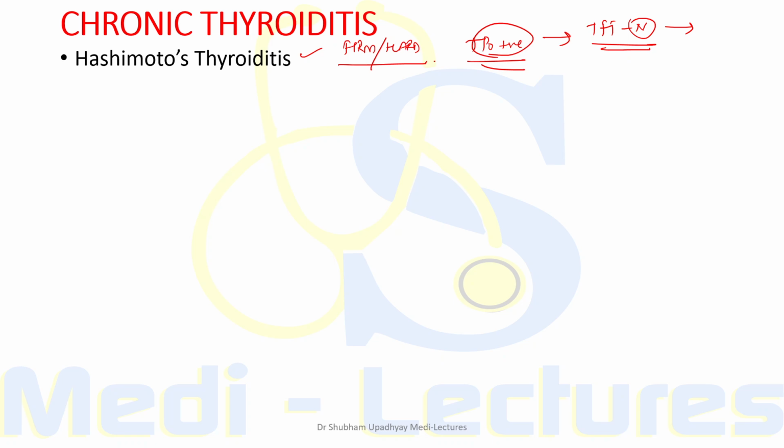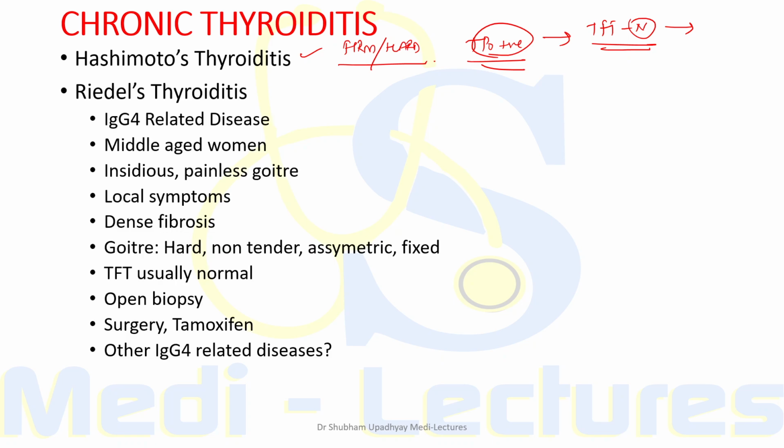Another cause of chronic thyroiditis is Riedel's thyroiditis. Basically, it is a rare disorder which is a part of IgG4 related disease. In this, there is deposition of IgG4 secreting plasma cells in thyroid gland. It typically occurs in middle-aged females, 30 to 60 years of age group, presents with insidious painless goiter but with local symptoms. So local symptoms are predominant in Riedel's thyroiditis.